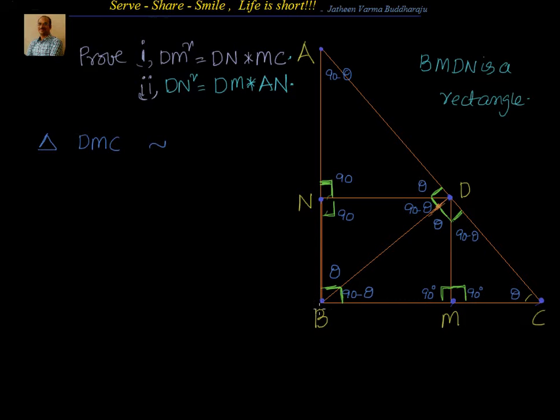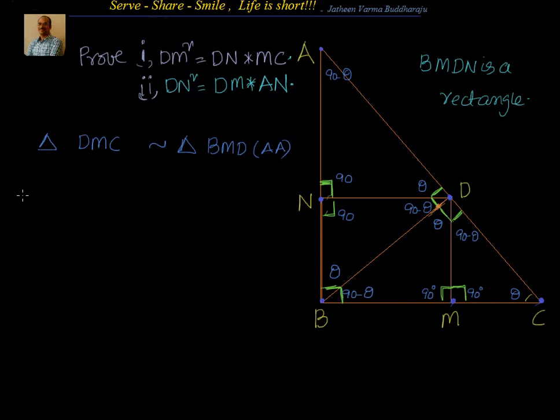So DM and DN is available in either one of these triangles. Either BMD I can take, or I can take BND. Why? Because it's a rectangle, so we know BM equal to ND and BN equal to MD. So for simplicity, we will take this triangle BMD. We have to start from 90 minus theta, 90, theta. That is how we did DMC. So it will be triangle BMD. They are similar to each other by similarity.